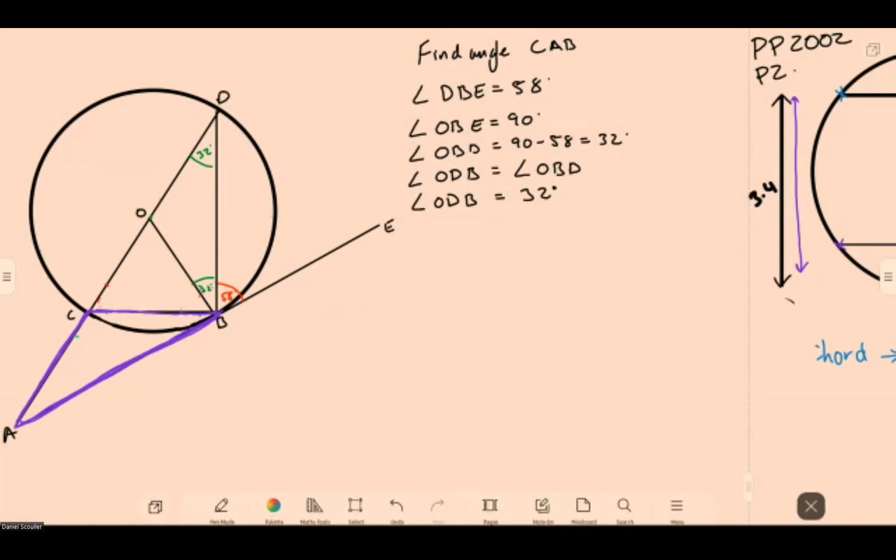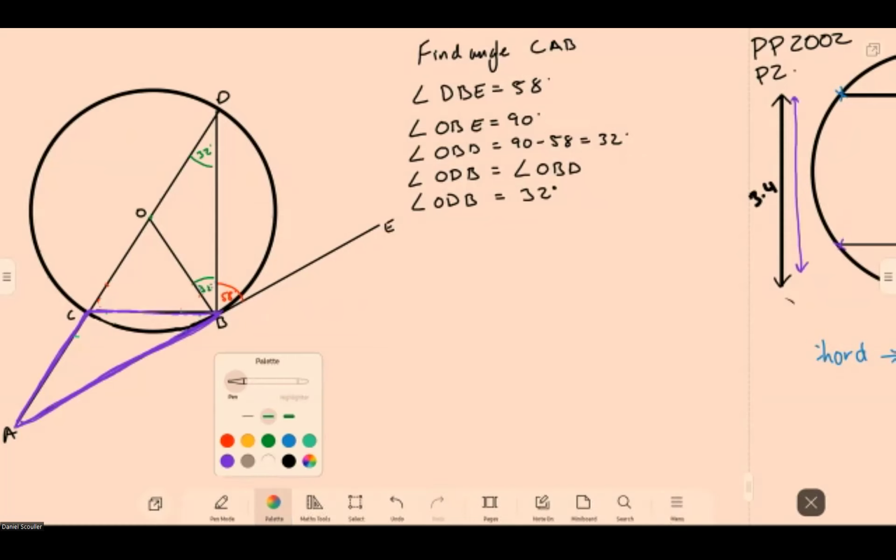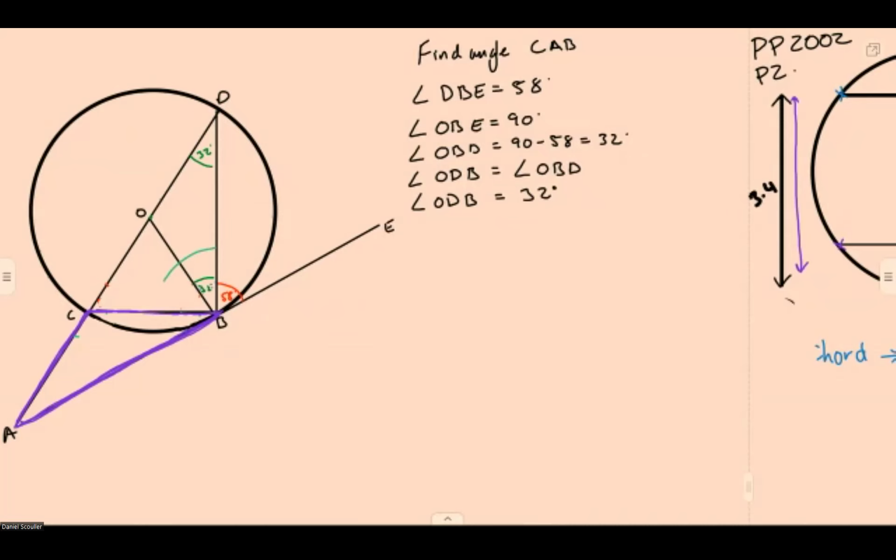Now, Richard, did you find this angle here, so angle OBA next? Yeah. What I did was I looked at BOD. I just did 180 minus 32 minus 32, or minus 64, if you will. And that gave me that angle. Then I took that one away from 180 because it's a straight line through. Okay, so you found that angle in there.